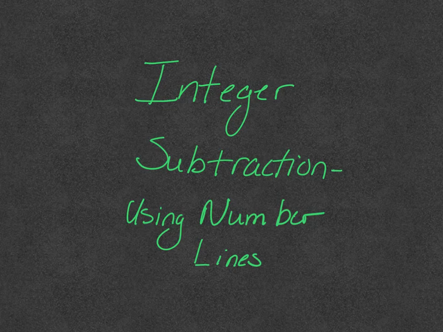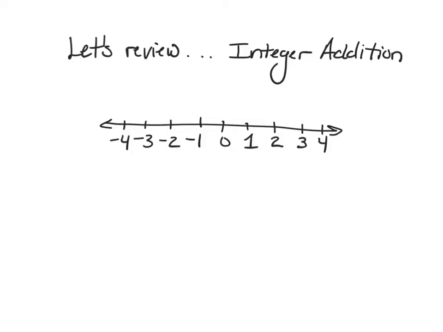In this video, we're going to look at integer subtraction using number lines. Let's begin by reviewing integer addition on number lines. So, integer addition: when we add a negative number, we're going to move to the left. And when we add a positive number, we move to the right.